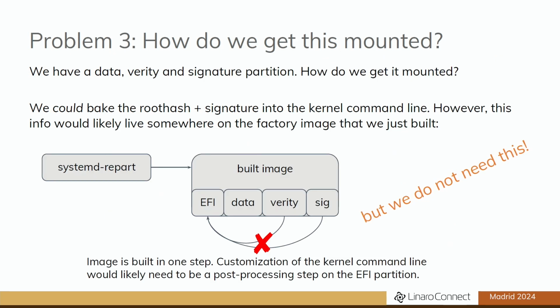Now, of course, we just built the image, how do we actually get this mounted? Oh no, my timer died. Okay. How do we actually get this mounted in the end? There is a way to just pass a usr hash, and then it will auto-discover where this partition exists, and we will mount it. And since we have the usr hash in the kernel command line, and hopefully the kernel command line is authenticated, then we can boot that.